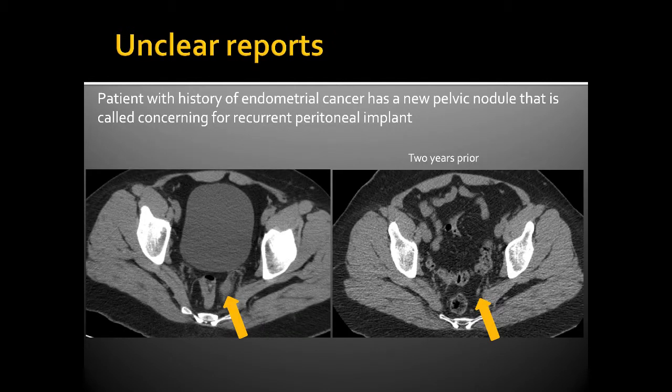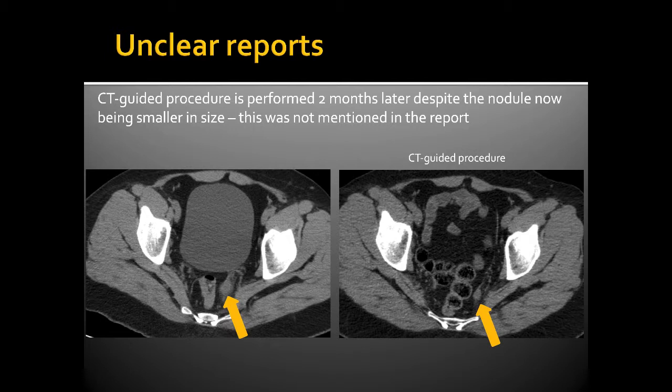In this first case, we have a patient with history of endometrial cancer who has a new pelvic nodule that is called concerning for recurrent peritoneal implant. You can see the nodule in the left deep pelvis on the CT on the left in comparison to the prior CT 2 years ago on the right. A CT-guided procedure is performed 2 months later, despite the fact that the new nodule now is significantly smaller in size. This was not mentioned in the report.